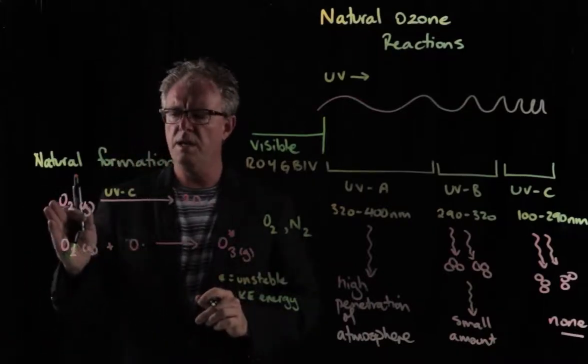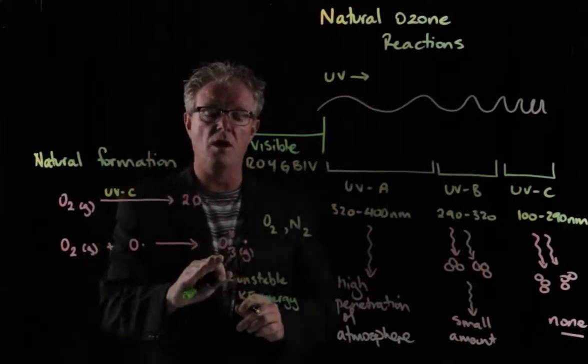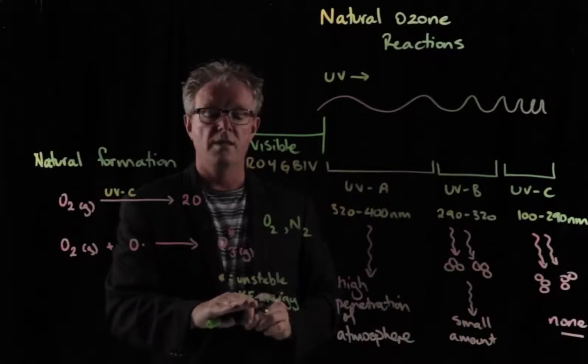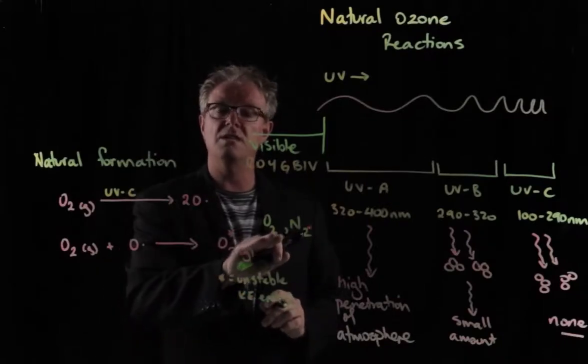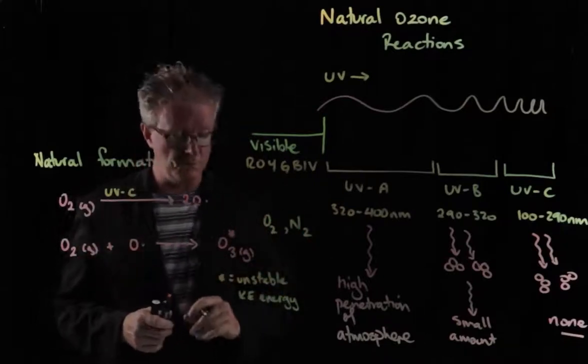Okay, so we have the formation of the radicals. The radicals react with oxygen to form a metastable, highly reactive, high kinetic energy molecule of ozone that then can collide with adjacent oxygen and nitrogen atoms. It loses that extra energy and becomes more stable.